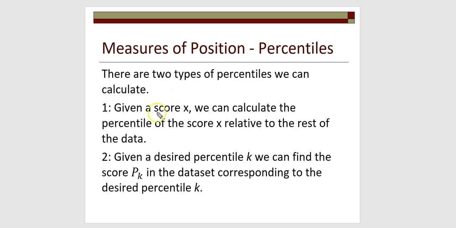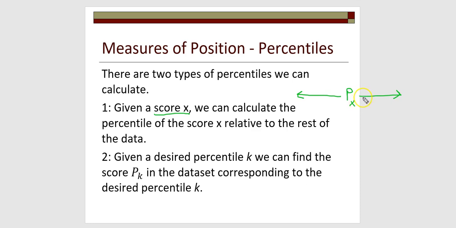So first of all, if we're given a particular score X from the data set, then we can calculate the percentile of the score X relative to the rest of the data. By doing that, if we calculate the percentile for that score X, that'll tell us about what percent of data is below that number, and then correspondingly we can also evaluate what percent of data would be above that number.